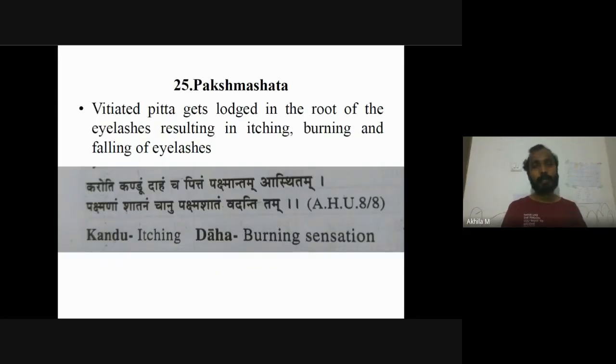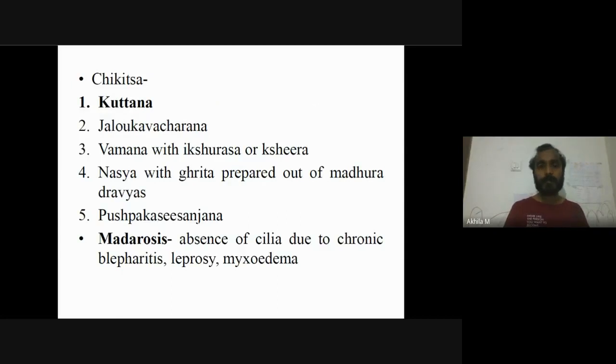Due to the vitiation of Pitta, that is reaching the root of this area, and because of the vitiation of the Pitta, the Pakshmas are falling off, the cilia are falling off. There will be pain sensation and itching will be there. This condition is called as Pakshmashata, and Madarosis can be correlated with Pakshmashata.